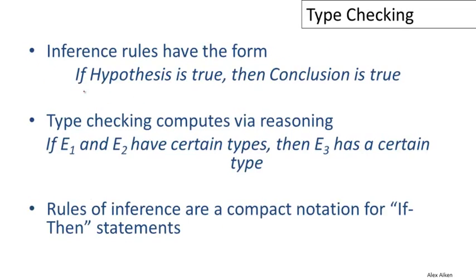Inference rules are logical statements that have the form, if some hypothesis is true, then some conclusion is true. So inference rules are implication statements that some hypothesis implies some conclusion. And in the particular case of type checking, a typical kind of reasoning that we see is that if a couple of expressions have certain types, then some other expression is guaranteed to have a certain type. And so clearly the type checking statement here is an example of an inference rule. And inference rule notation is just a compact way of encoding these kinds of if-then statements.